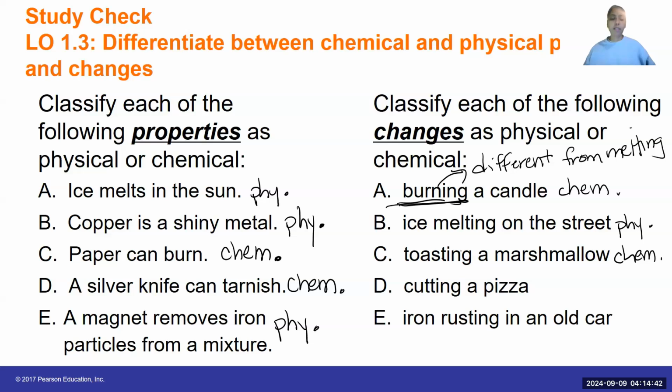How about slicing or cutting a pizza? That's physical. What about chewing pizza? That's physical. But if you chew long enough, you start to digest the starches in the bread, and then that becomes a chemical process. How about digesting the pizza? Yeah, that's a chemical process in your stomach, right? That's a chemical process as well. Iron rusting on an old car. That as well is a chemical process.